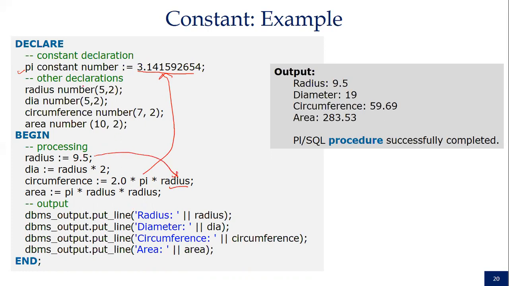So pi we are considering as a constant that will never be changed again, so you can directly utilize pi. If you want to change the value of pi, you only need to change it here, and everywhere you are using pi will be reflected automatically. For this example you will get this output for the execution statements, which you can write here with dbms_output.put_line.